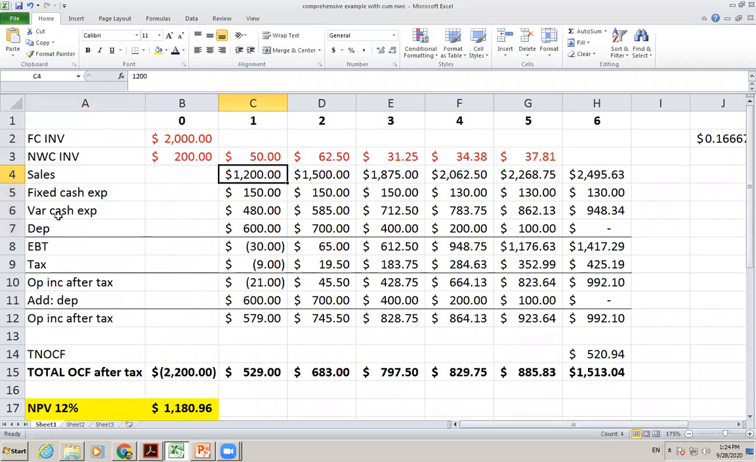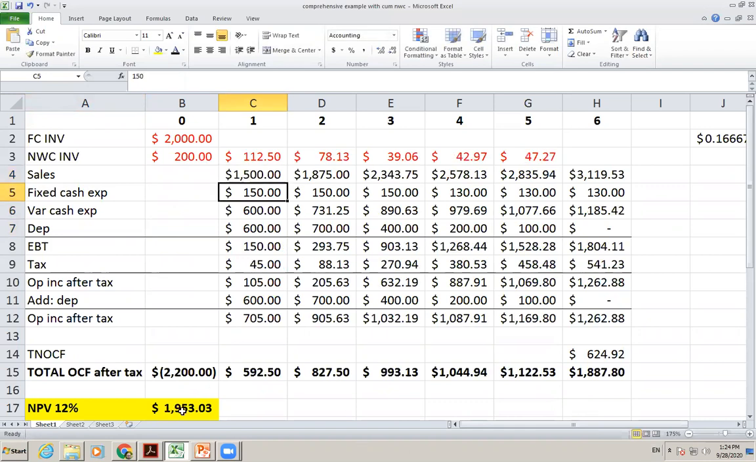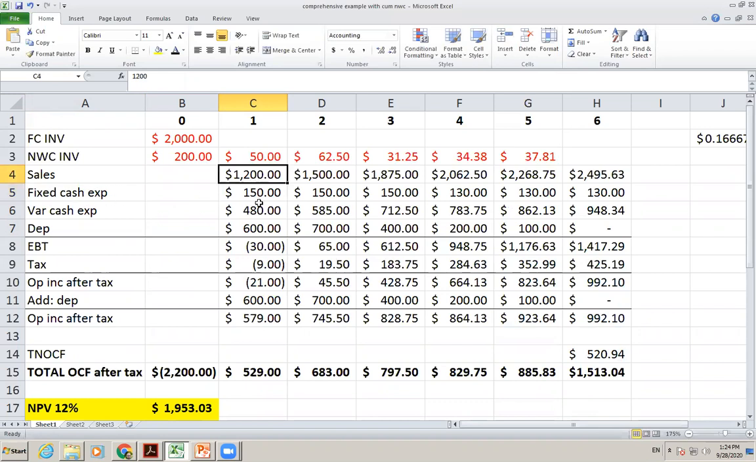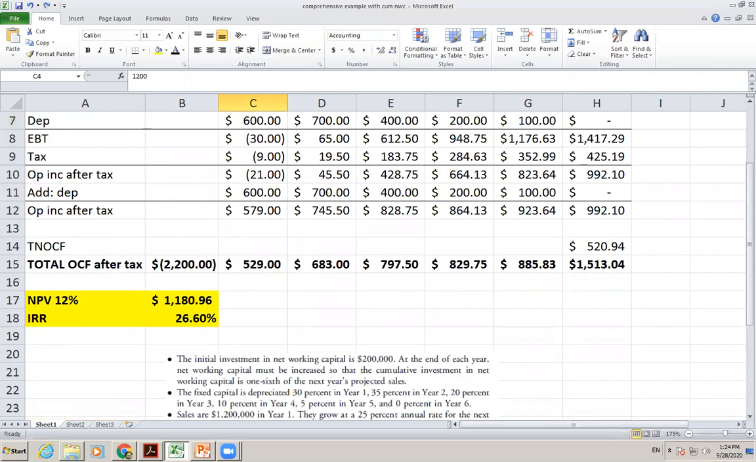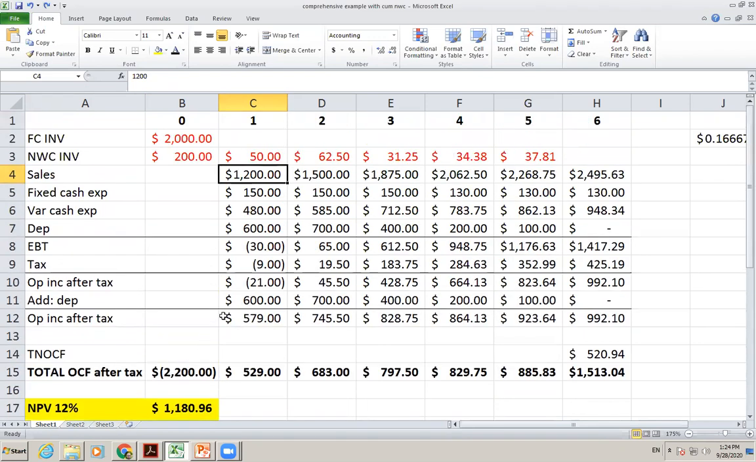Let's make your sales increase to 1,500. Look, your NPV changed, as you can see. Just one variable changed. What if fixed cash expense changed? What if variable cash expense changed? What if depreciation changes? What will happen to your NPV? You're trying to measure the sensitivity of NPV to changes of the variable, how sensitive the NPV is. So by this, as a financial manager, you will know what variable you should play with more in order to come up with a certain decision to increase or decrease the variable.